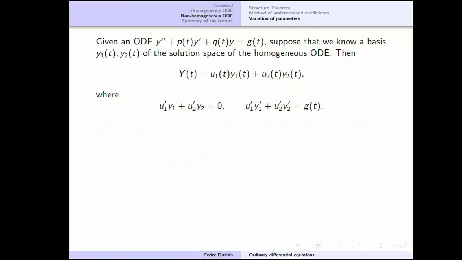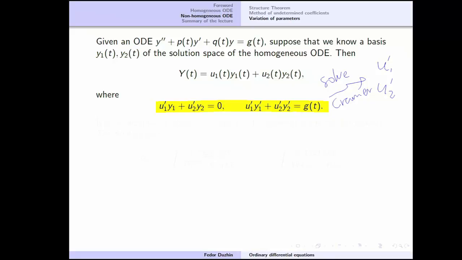Right, but these two equations together, if you think of them differently, then these two equations together, they are just a system of algebraic equations with unknowns u1 prime and u2 prime. But since it is a system of algebraic equations, you can easily solve it. But then when you solve the system by Cramer's rule, you will get a specific formula for u1 prime and u2 prime.